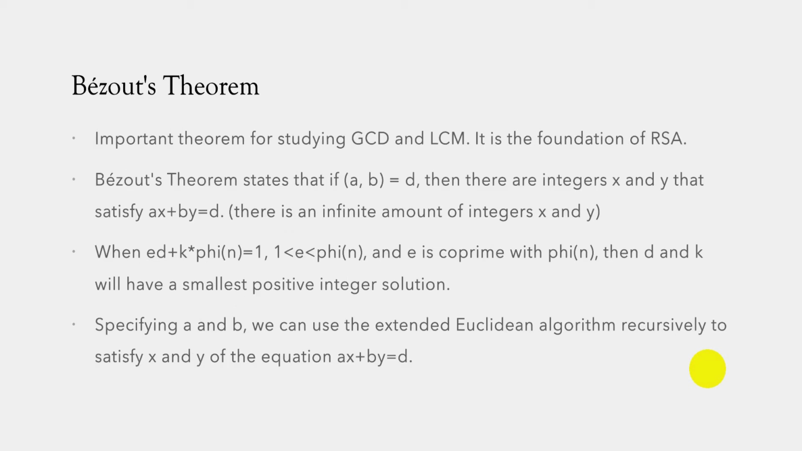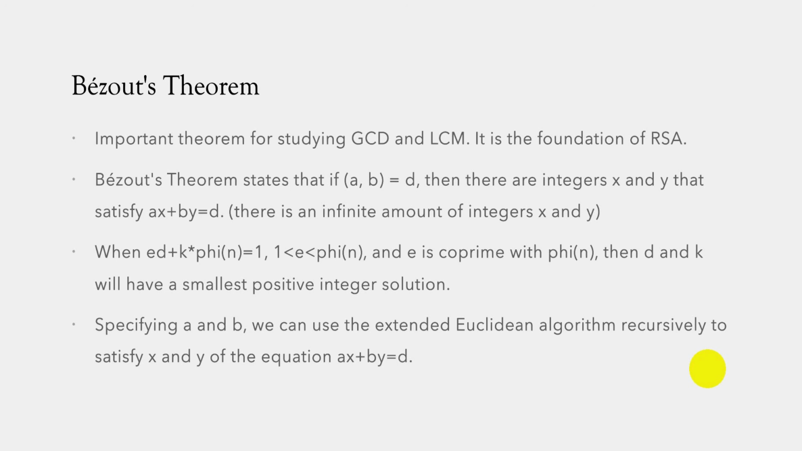Next is Bézout's theorem. This is an important theorem for studying the greatest common divisor and least common multiple. It is the foundation of RSA. Bézout's theorem states that if a and b have a greatest common divisor of d, then there are integers x and y that satisfy ax plus by equals d, and there is an infinite amount of integers x and y. When ed plus k times phi n equals 1, 1 is less than e, which is less than phi n, and e is coprime with phi n, then d and k will have a smallest positive integer solution.